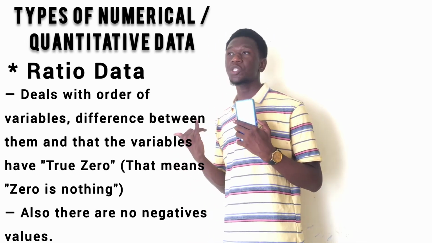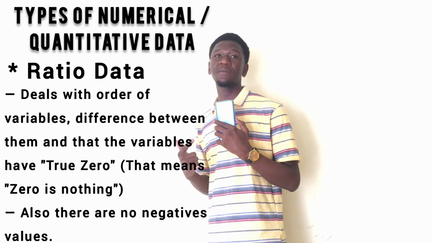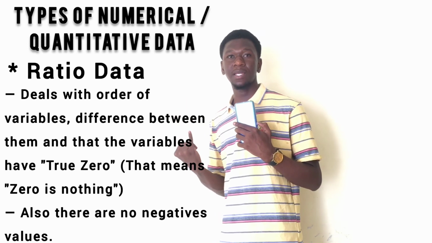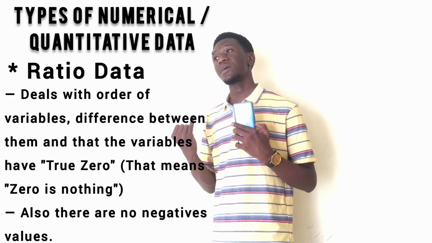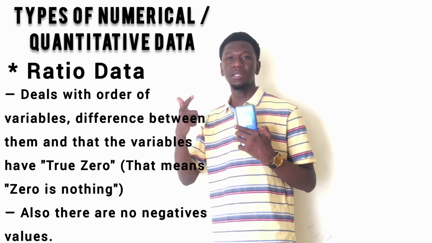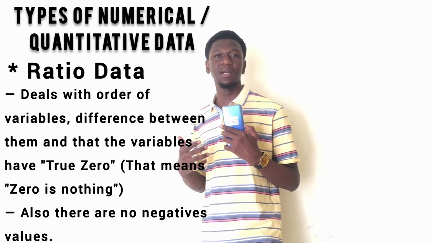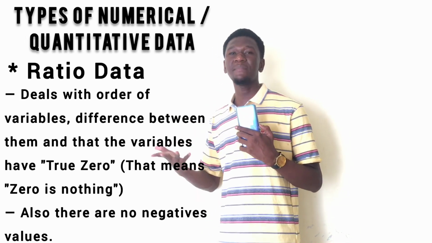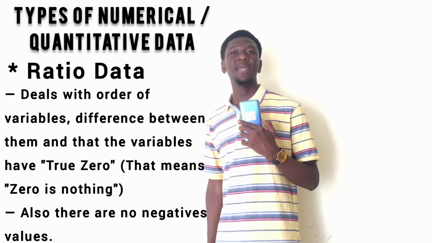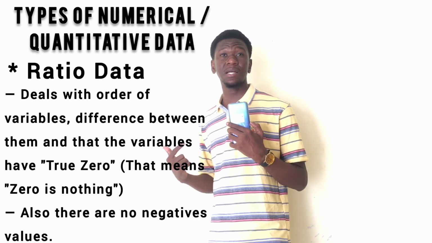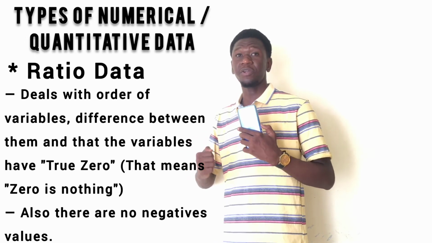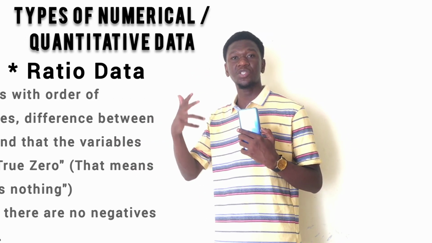Hapa kuna tofauti kati ya ratio data and interval data. Katika interval data unapozungumzia 0, it has meaning, right? Unaposema 0 degree of something, there is meaning in interval data, but in ratio data tunapozungumzia 0 inakuwa haina meaning yoyote. For example, ukisema 0 feet ina maana foot 0, it has no meaning. But in interval data ukisema 0 degree, it means very cold. So that is the difference kati ya ratio data na interval data.